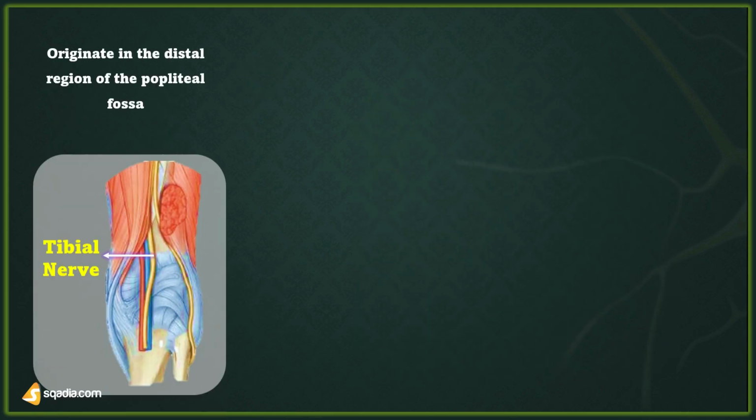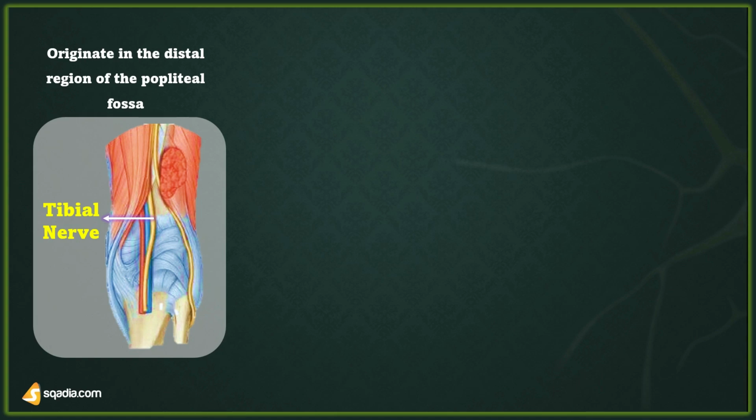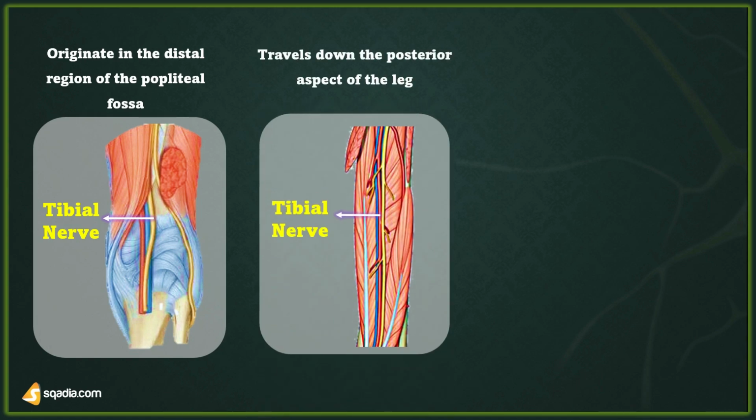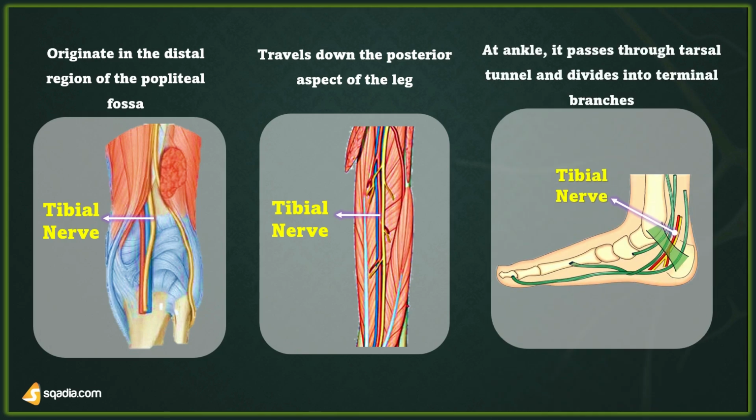If we talk about the tibial nerve, as the name indicates, the nerve course continues from the popliteal fossa and travels down the posterior aspect of the leg. It runs along the posterior aspect of the tibia and reaches the ankle. When the tibial nerve reaches the ankle, it passes through the tarsal tunnel and divides into two terminal branches, the medial and lateral plantar nerves that innervate the foot.